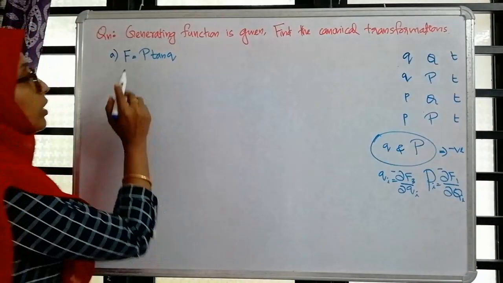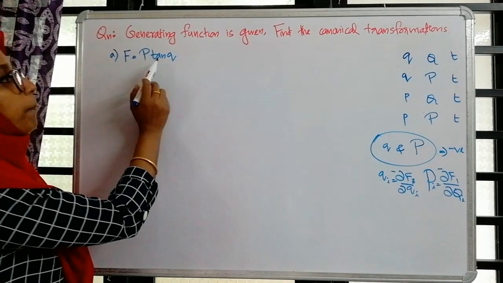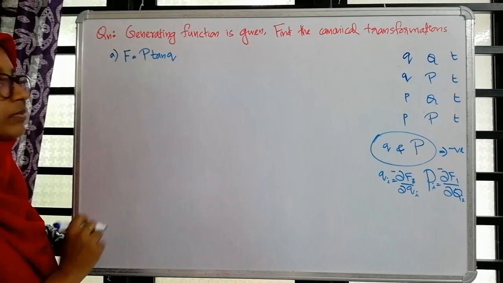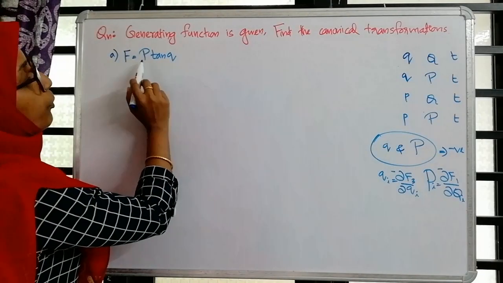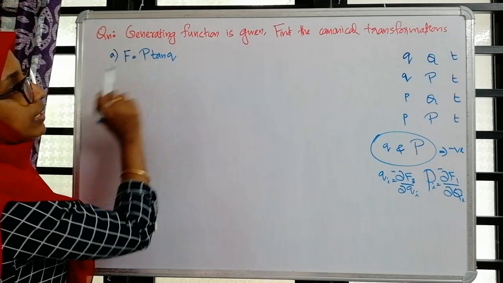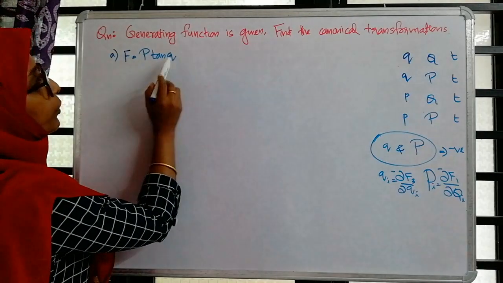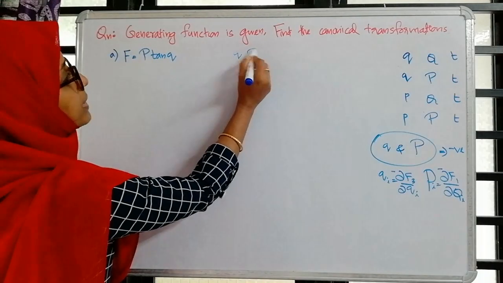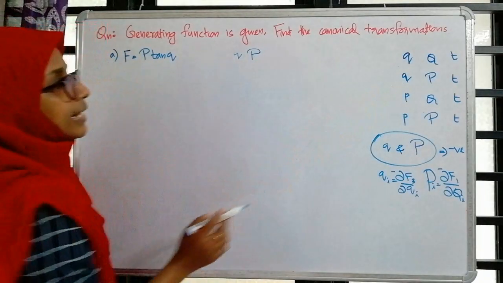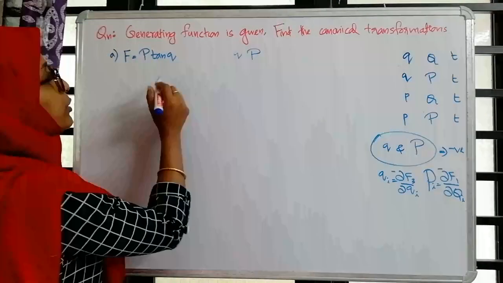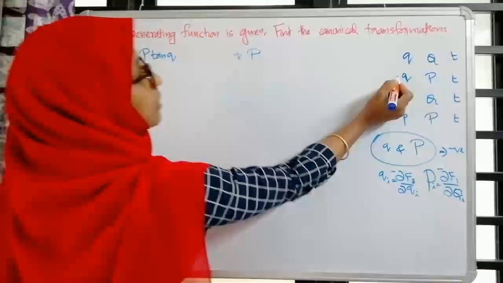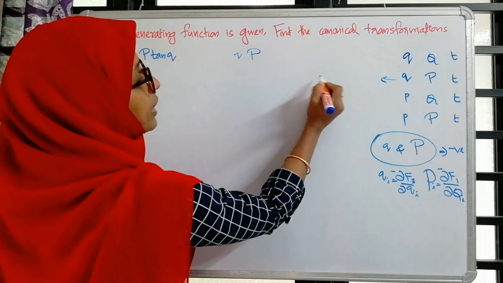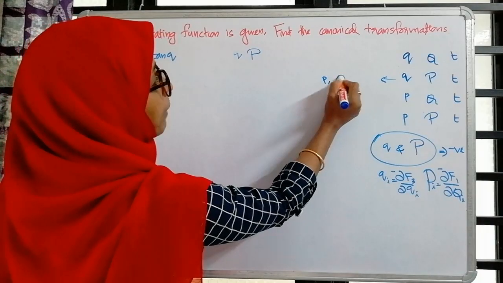Now we can go to the first question. F is equal to P tan q. This is representing which generating function? That is small q, capital P, the second generating function. So if this is representing F2, we have to derive the small p and capital Q.